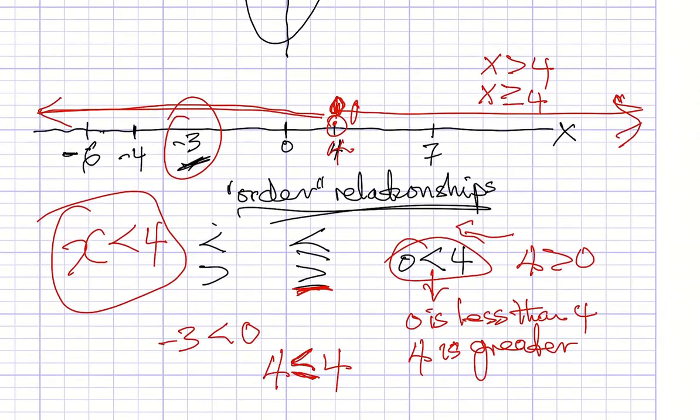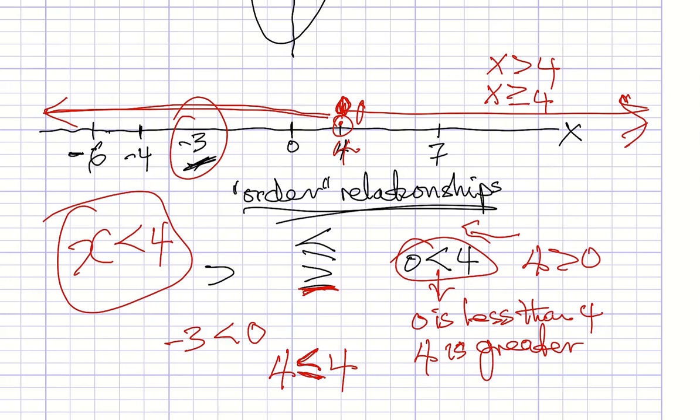Just make sure you understand all these symbols: less than, greater than, less than or equal to, greater than or equal to, okay? So when you say x greater than or equal to 4, it means 4 is included. It can be 4 or it can be greater. Alright? I want to make sure you understand that everything goes back to the Cartesian coordinate system. Alright?